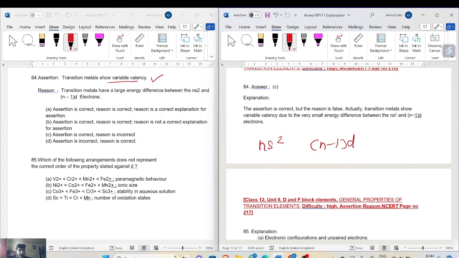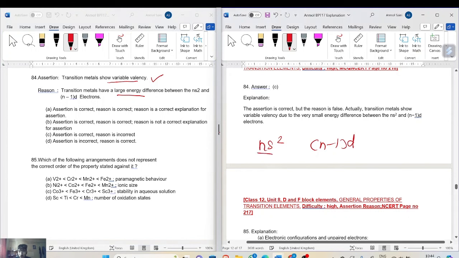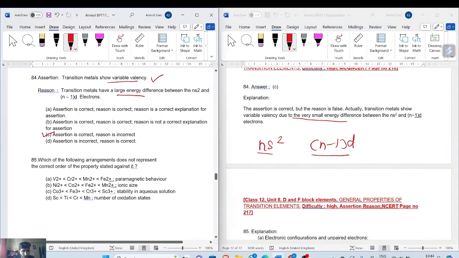Now we have to tell whether the reason is correct, and whether it is the correct explanation of the assertion. The reason is wrong because it is saying large energy difference, but ns2 and n minus 1 d in the transition series have a very small energy difference. Due to this very small energy difference, this statement is wrong. The reason is wrong, so our correct answer will be: assertion is correct and reason is incorrect. So option C is correct.